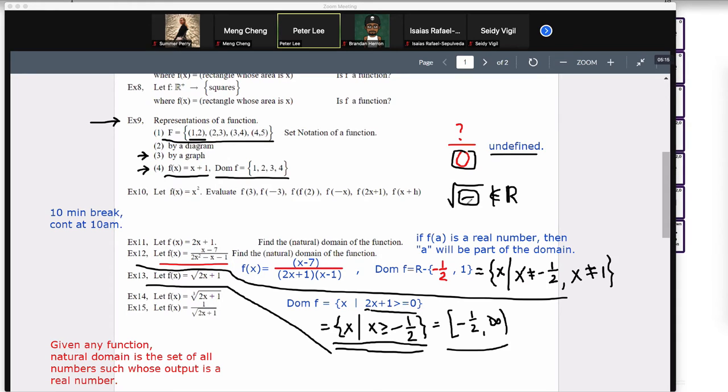So if you have a square root, the expression under the square root, which is the radicand, must be either 0 or positive. So that's the condition right there. And then you solve, and then you get this right here. So that is the last one. Any question on this?